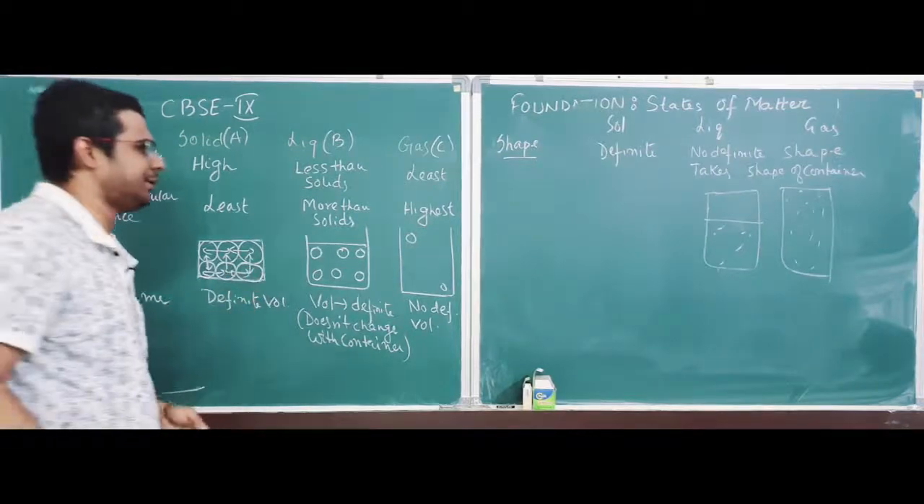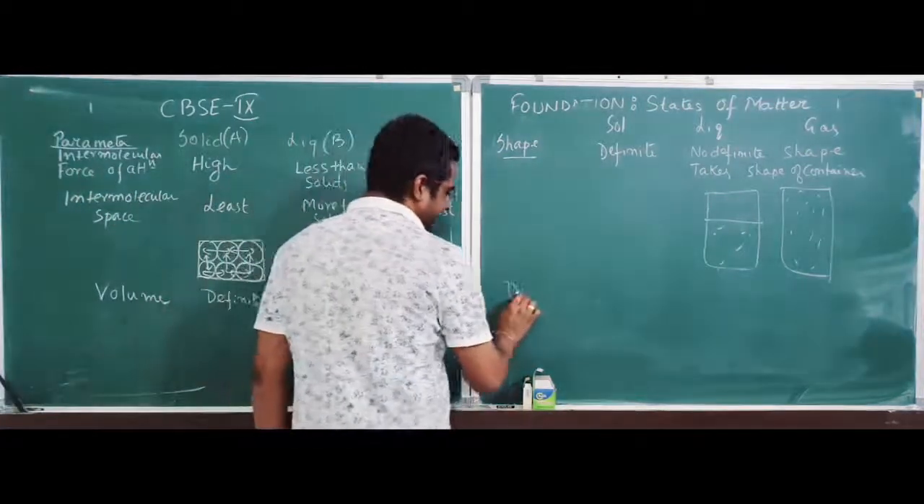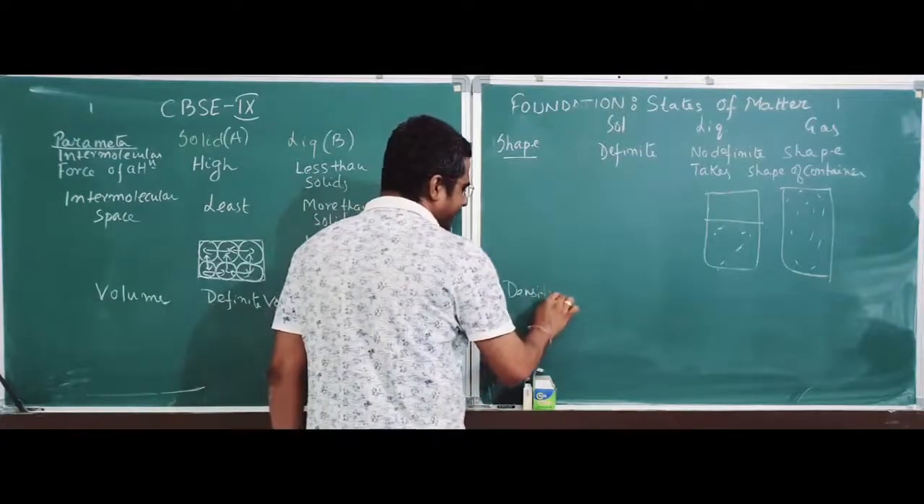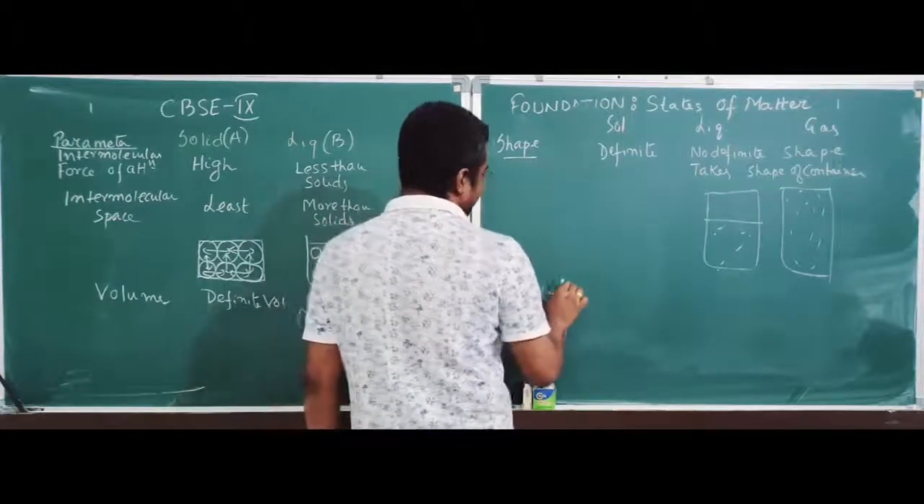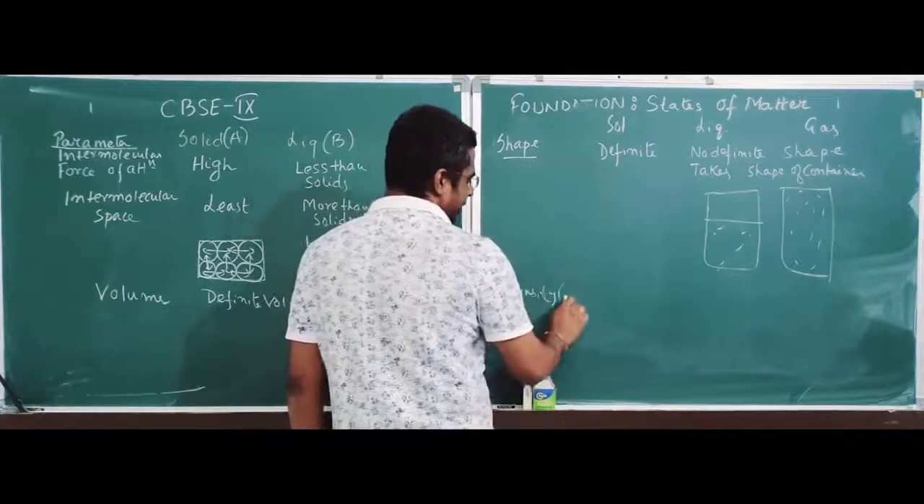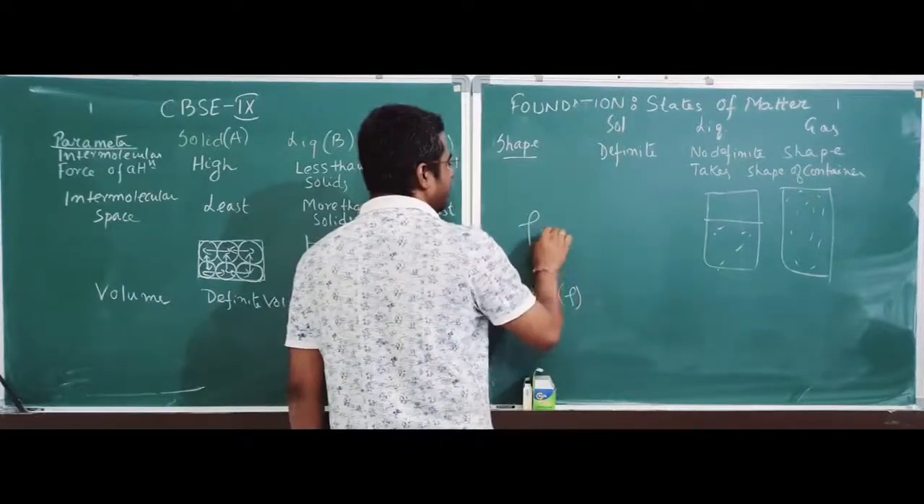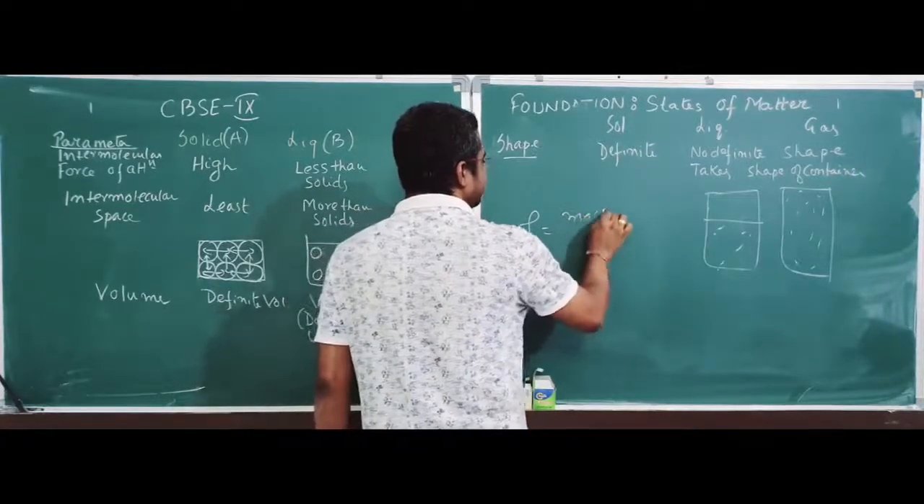Well, nothing much to discuss about density, to be honest. So in case of density, what is density basically? Density, let me just give you the formula of density, is denoted by rho. So rho is equal to mass by volume.